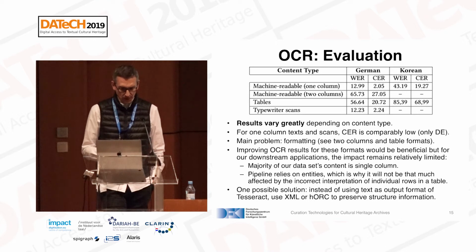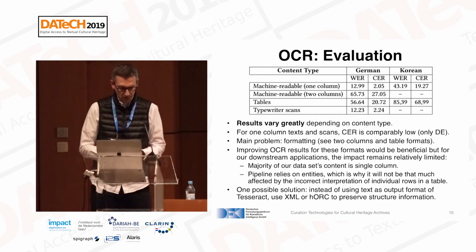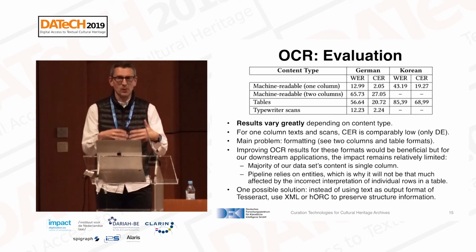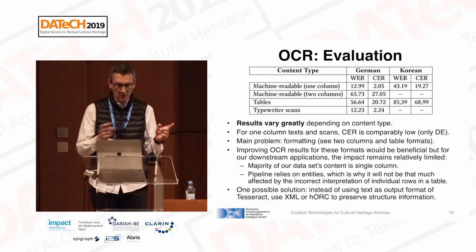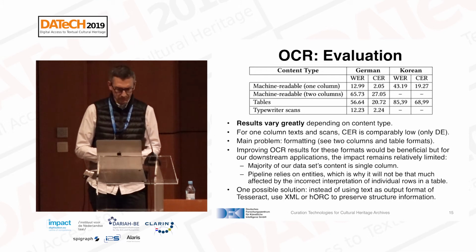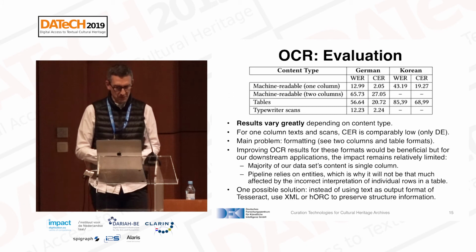The main problem is in fact the formatting, and we could now do some training and perform other tricks to improve these numbers, but it's not really necessary for our use case. So we just wanted to see how far we can go with off-the-shelf tools. Now we know. The majority of our data set is content in single column, and the pipeline relies on entity extraction. So it wouldn't be that much of a benefit for us if we now improve the numbers a little bit more.